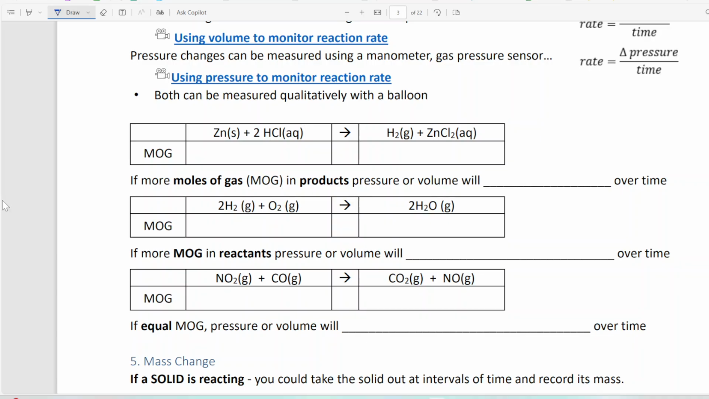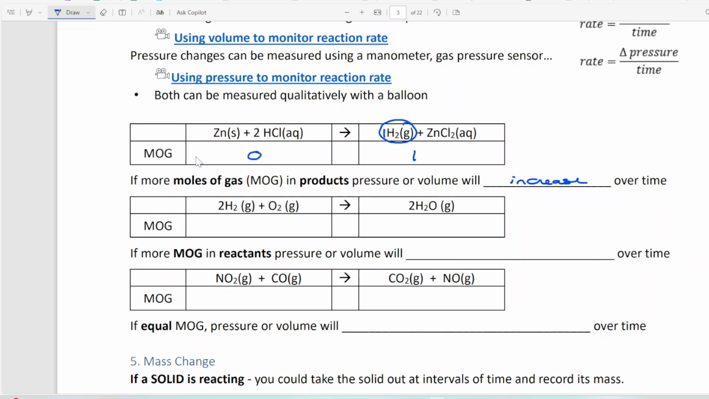So, for example, for this reaction of zinc and hydrochloric acid, there are no moles of gas on the reactant side. Whereas on the product side, you can see that you have this gas produced. So you have one, because there is a one out front as your coefficient, there's 1 mole of gas produced. So if you think about this reaction over time, every time this reaction occurs, you're going to be producing 1 mole of gas. And if this reaction can happen multiple times, if you have enough zinc and enough hydrochloric acid that this reaction can happen over a period of time, you're going to get more and more gas produced. If more moles of gas are in the products, the pressure or the volume will increase over time.